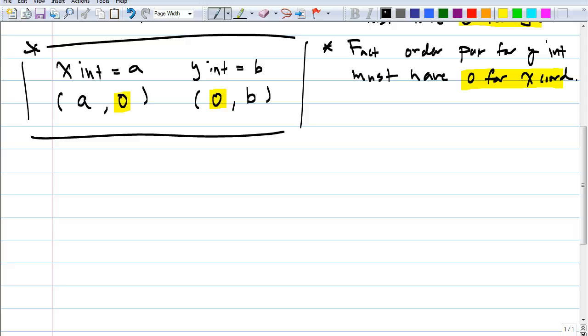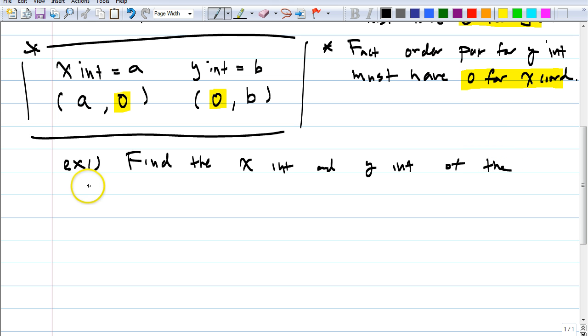All right, so example 1. We're now finally ready for example 1. It looks like this. It's going to say: find the x-intercept and y-intercept of the line 2x plus 3y equals 6. Okay?